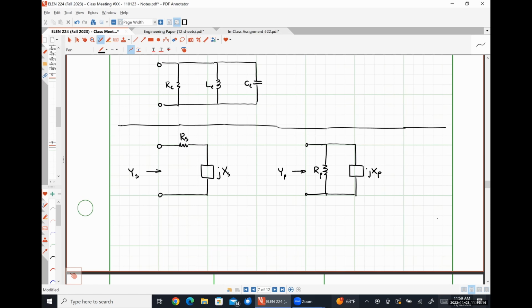I'm going to have you guys do this for a homework assignment, but I'm going to give you the answer right now. The series Q factor is just going to be the magnitude of our reactance divided by our resistance. And you can derive the parallel Q factor to be, oh, what happened there? Sorry. The parallel resistance divided by the magnitude of the parallel reactance.